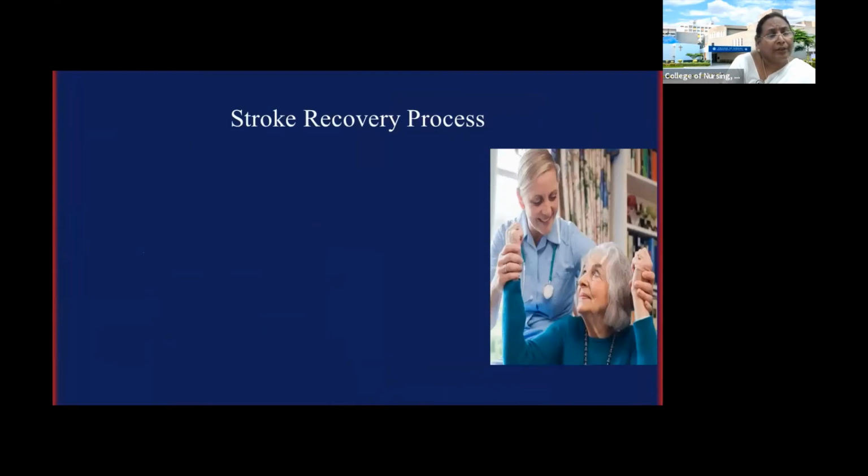Now, stroke recovery process. Stroke recovery happens as soon as the disease process is under control. Now, what do I mean by disease process? There's something called stroke in evolution, or we call it complete stroke. When we say complete stroke, this patient has had a complete stroke and he is not going to worsen. Or a person who's in stroke evolution, he's under treatment and his treatment is in process and he is not going to further worsen. That is when stroke recovery should start.